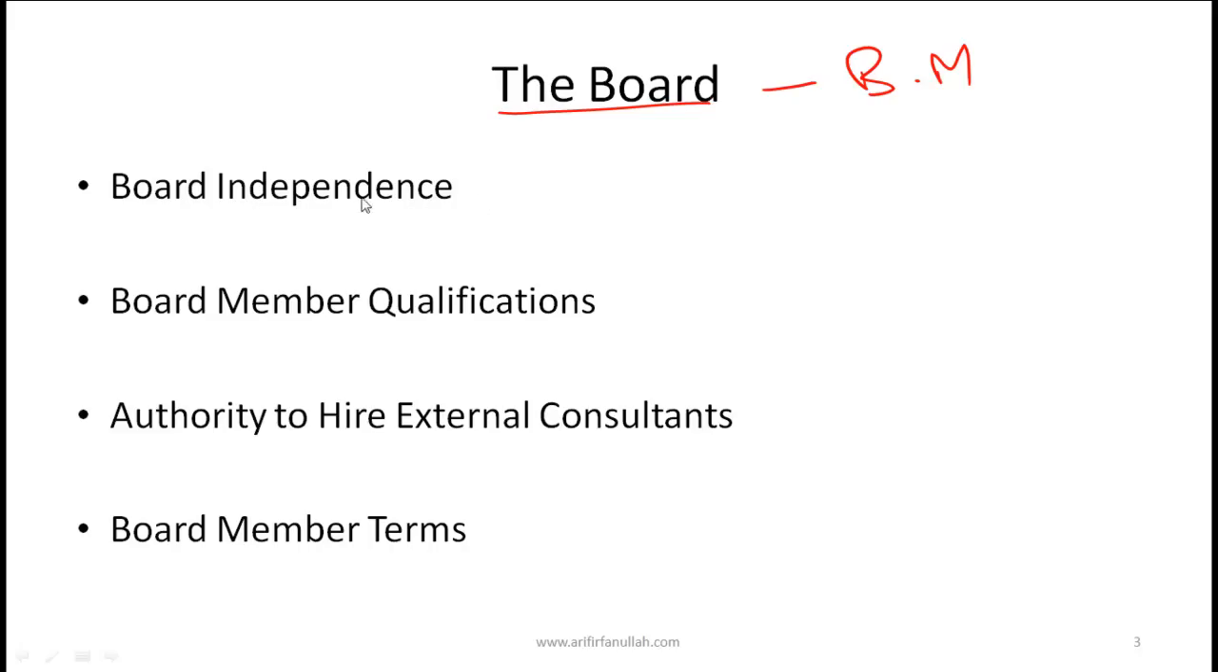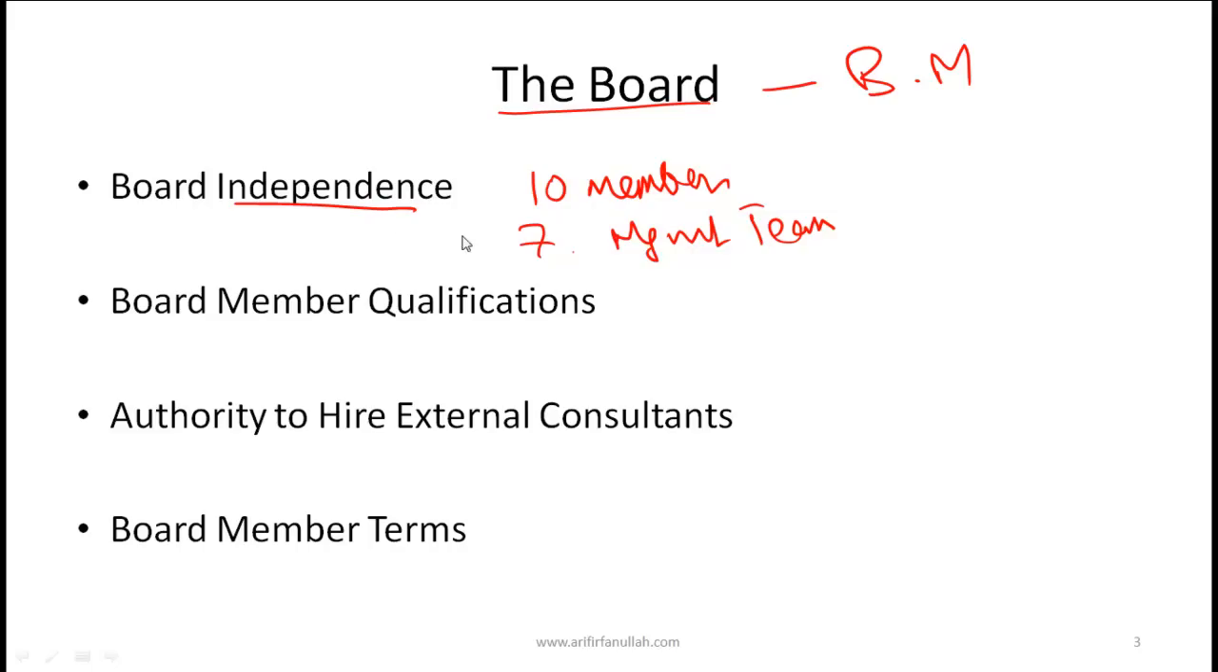So let's say that a company's board has 10 members, and if 7 out of these 10 members are from the management team, either the management team or people related to the management team, then this would not be an independent board. From an investor perspective, we want a board where at least a majority of the board members are independent from the company itself. And independence here is a very important term.